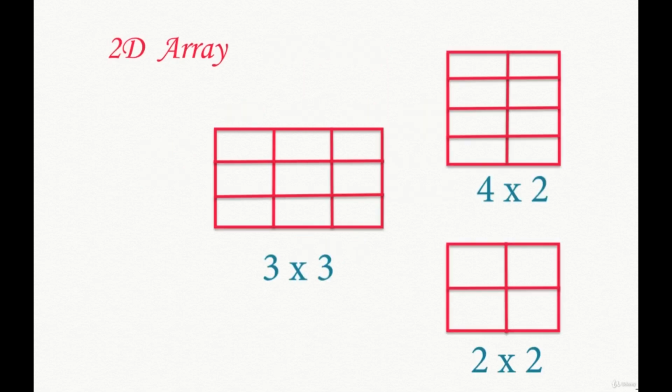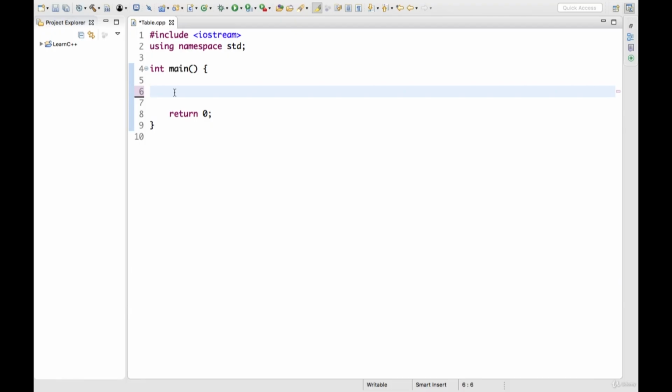We can have 2D arrays with different dimensions, that is 3 by 3, 4 by 2, 2 by 2, and any of our choice. A 2D array with dimension 3 by 3 will have 3 rows and 3 columns, and with dimension 4 by 2 will have 4 rows and 2 columns. Similarly, a 2D array with dimension 2 by 2 will have 2 rows and 2 columns.